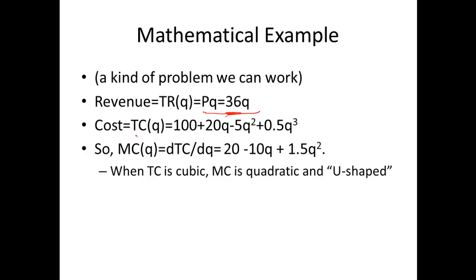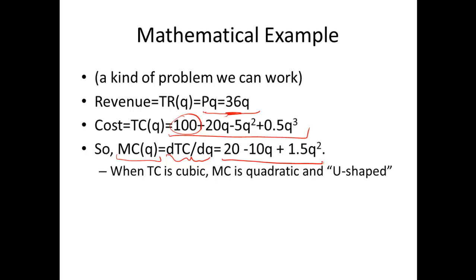Then you'd need a cost curve. So the short-run total cost curve for this firm looks like this. Now what's special about this? Well, this 100 is the fixed cost, and then we have some stuff that varies with Q. Let me also tell you that the marginal cost curve, which is the slope of total cost, or if you're a calculus guy, the derivative of total cost with respect to output, is just equal to 20 minus 10Q plus 1.5Q squared. And again, I would typically give you that marginal cost curve. You don't need to know how to derive it mathematically.